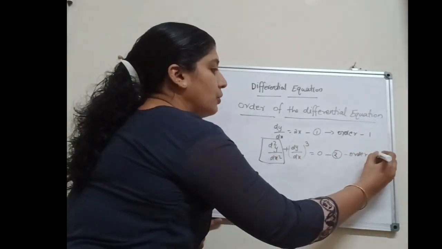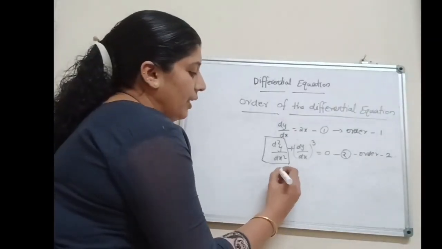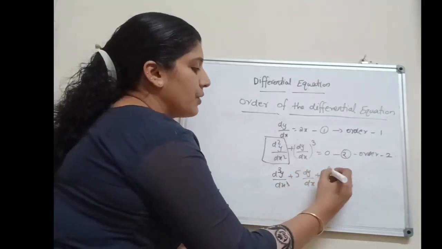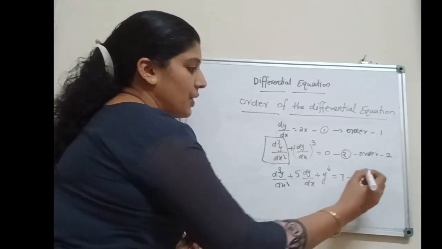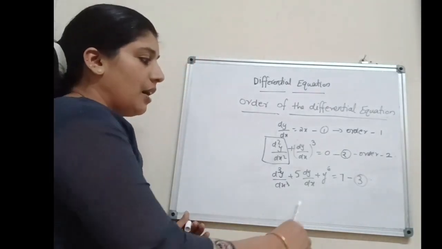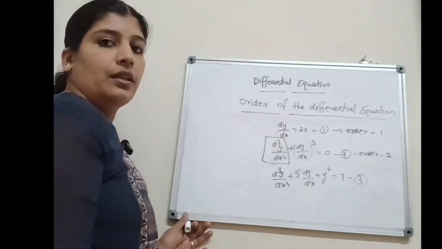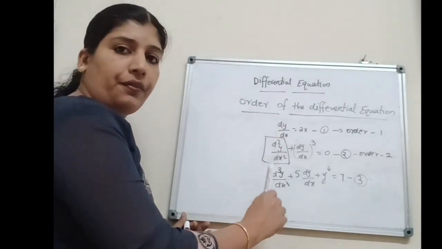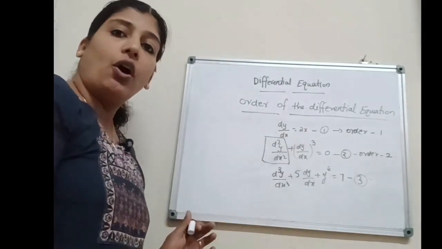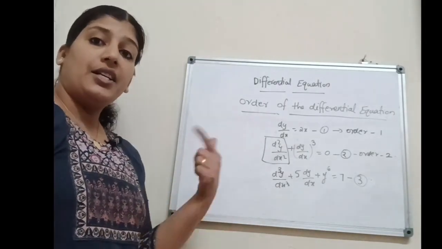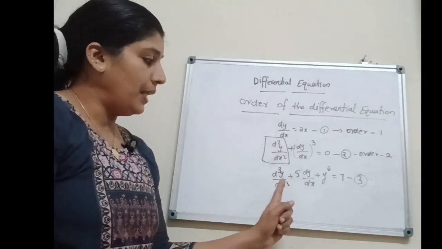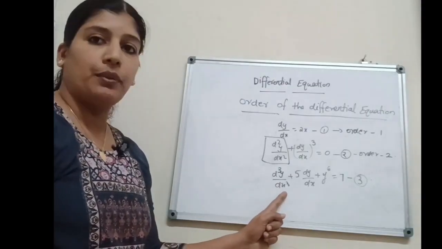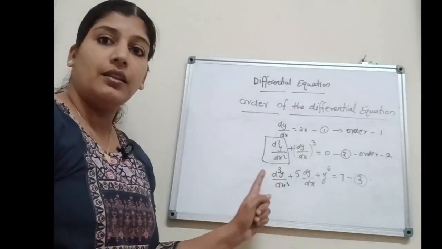Here order is 2. Consider the next equation: d cube y by dx cube plus 5 dy by dx plus y raised to 6 equal to 7. It is another differential equation. Here we can see the derivatives are first order and third order. Now we can find out the order of the differential equation. The highest order of the derivative is the order of the differential equation. That means the order of the differential equation is the order of the highest derivative of the dependent variable with respect to the independent variable. Now here the highest derivative is d cube y by dx cube. Therefore, the order of the differential equation here is the third order.